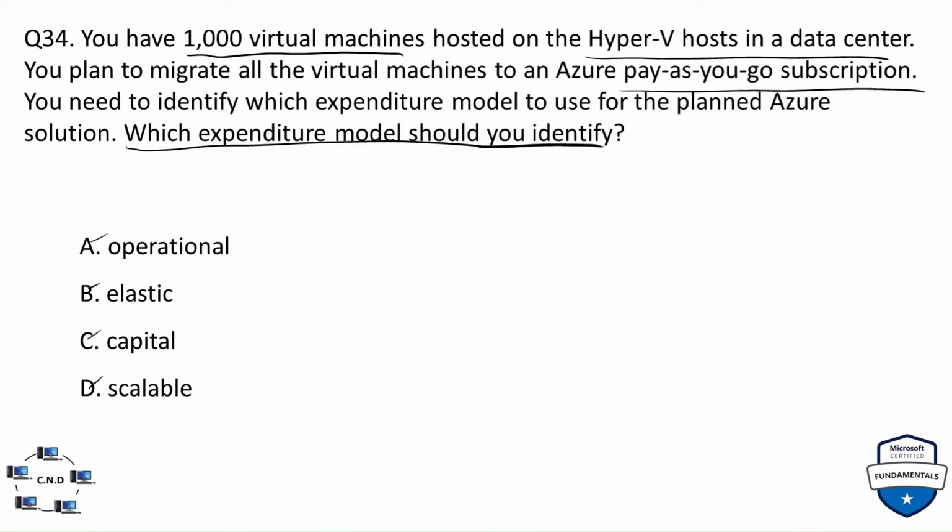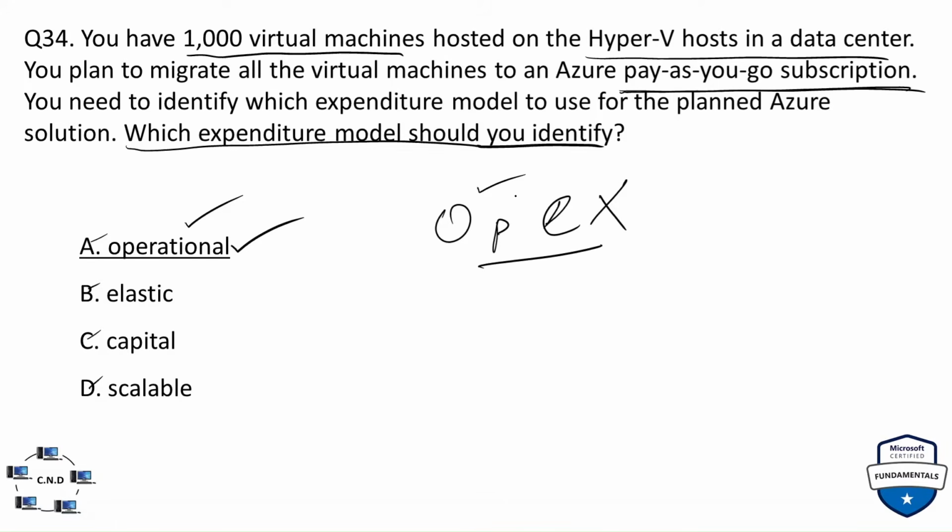And the correct option is the operational model, because we know in the question it says that you want a pay-as-you-go subscription. So as you use the resources depending upon your requirement, you pay according to your usage. Such type of expenditure model is known as the operational model. It is also known as OPEX, in which you only pay the operational expenditure. There is no capex involved.